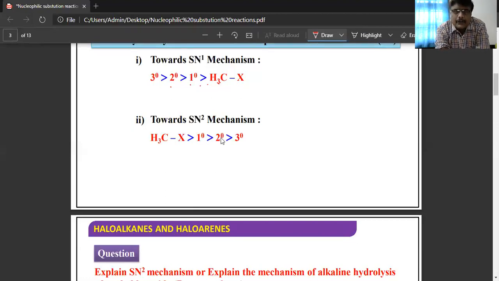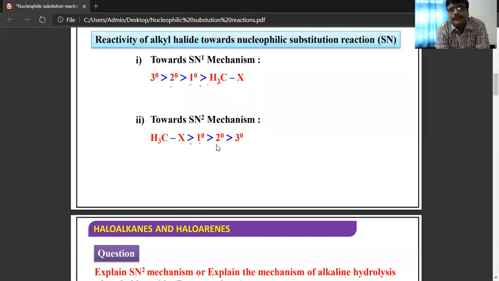Towards the SN2 mechanism, methyl halide is more reactive than primary, which is more reactive than secondary, which is more reactive than tertiary. So now we'll discuss SN1 and SN2 reactions briefly. We'll discuss the SN2 mechanism first.